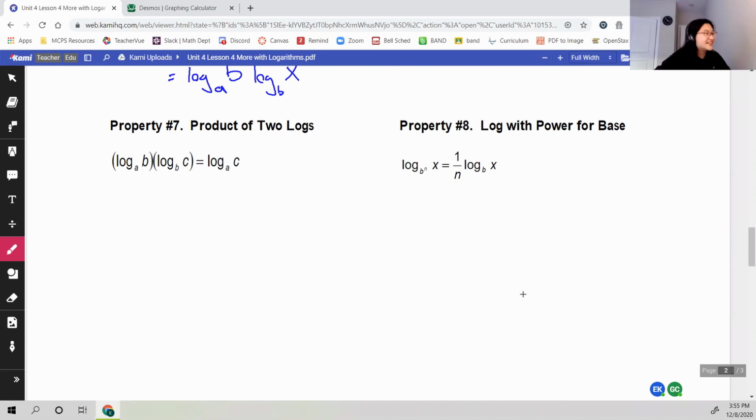No, numerator. All right, so a lot of these properties are interesting and useful in solving logarithms and their equations.